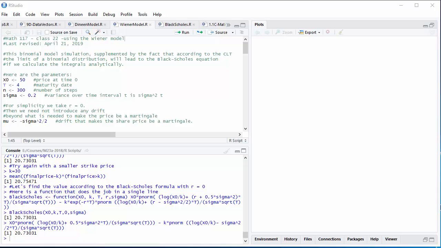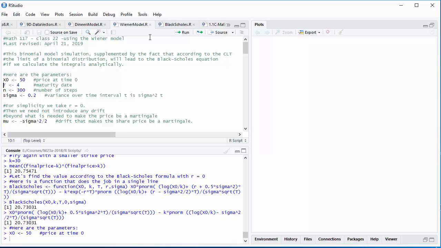Hi, it's Paul with another binomial model simulation in R, similar to ones you've already seen, except that this time it's going to lead almost directly to the Black-Scholes option pricing formula. So let's put in the parameters.